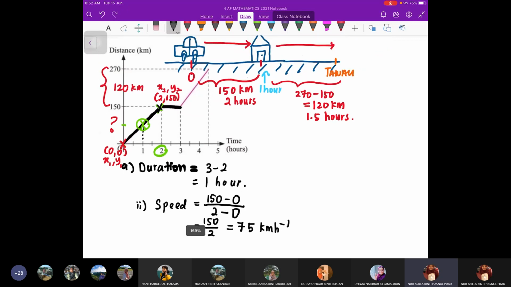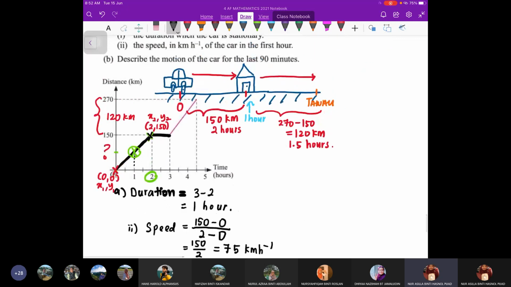Okay, does it answer the question? Yes. Sebab soalan minta in kilometer per hour and I give it in kilometer per hour. Kalau dia minta in kilometer per second ataupun meter per hour, you have to change the unit. So please be careful.